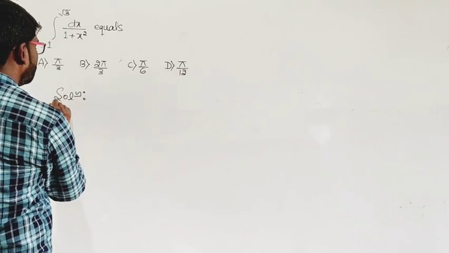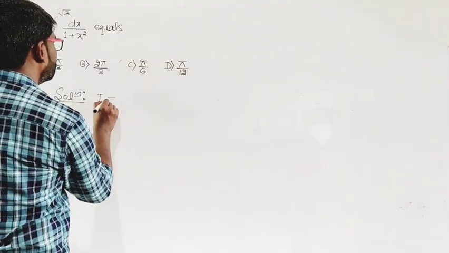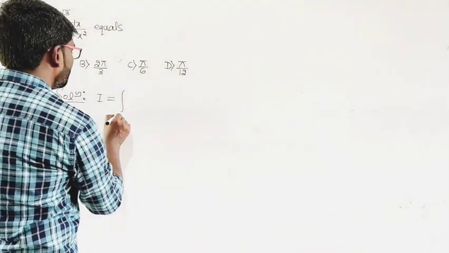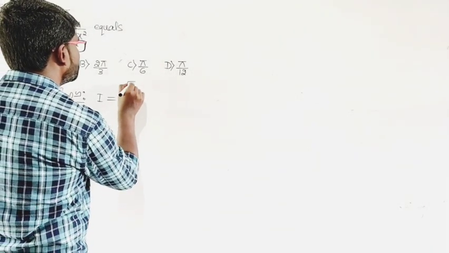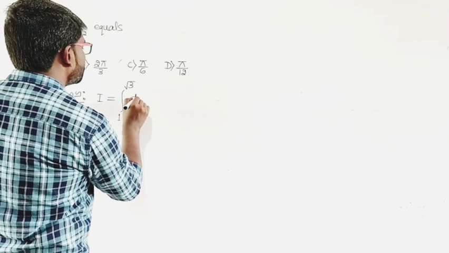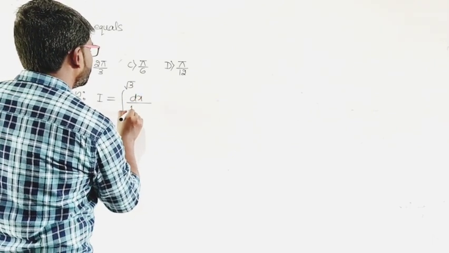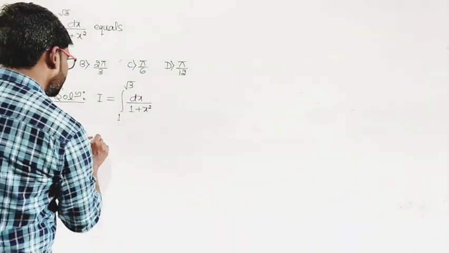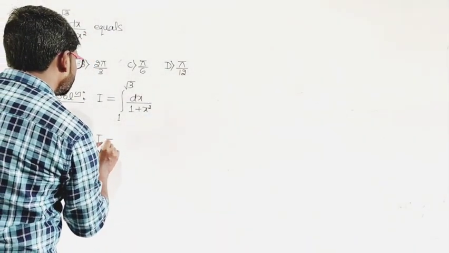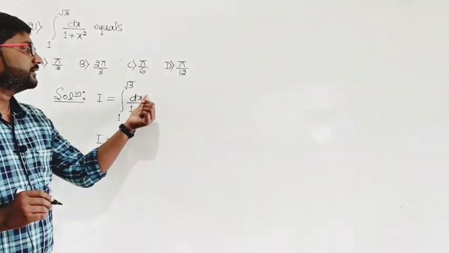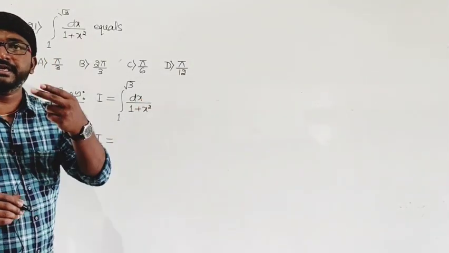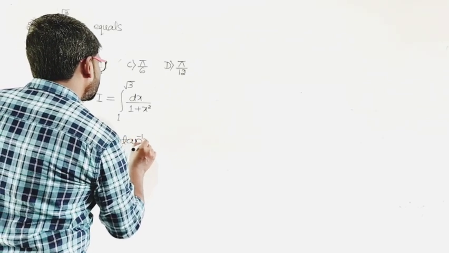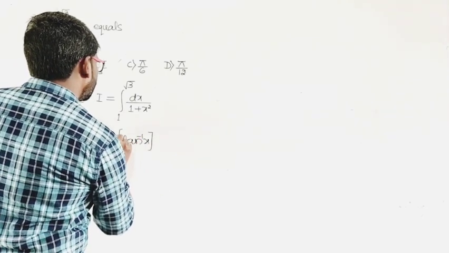Solution, I is equal to the integral from 1 to root 3 of dx upon 1 plus x square. So what is the integration of dx by 1 plus x square? It is tan inverse x. So we get tan inverse x and then apply the limits.